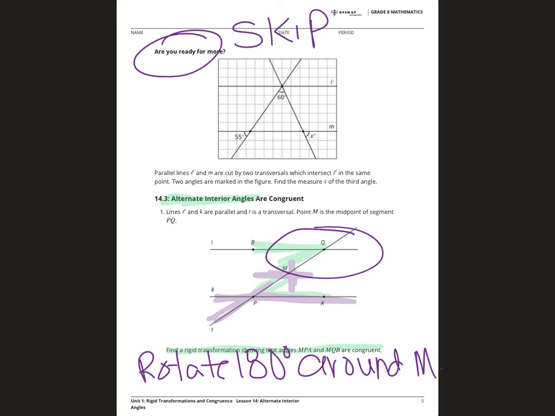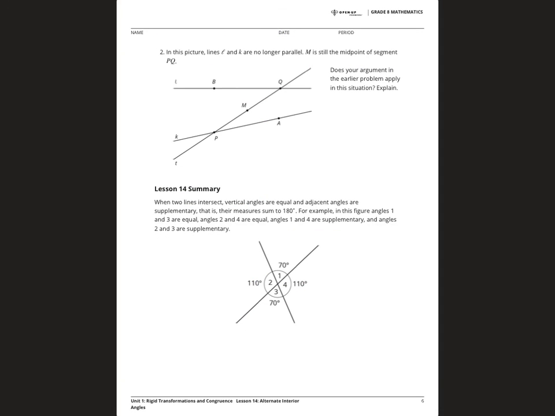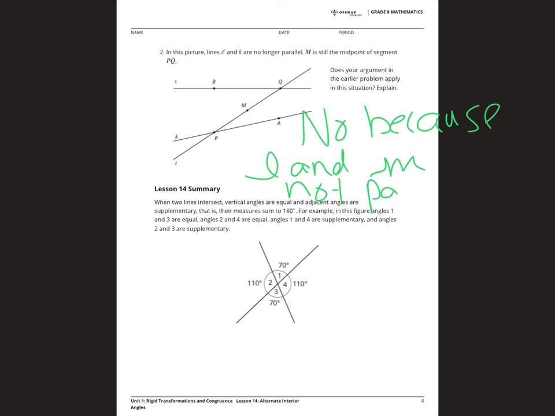Okay, question 2. We might have fourth. Okay, so question 2 says, in this picture, lines L and K are no longer parallel, and M is still the midpoint. Does your argument in the earlier problem apply in this situation? So no, it's not going to work because L and K are not parallel.